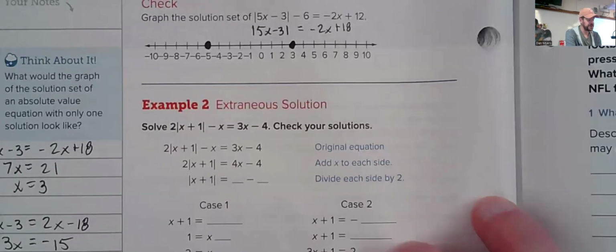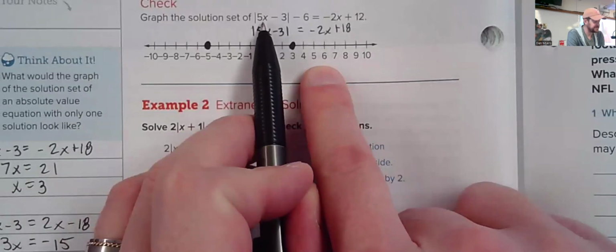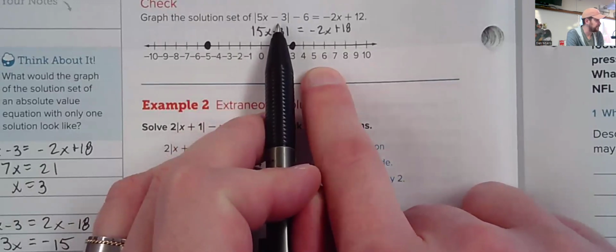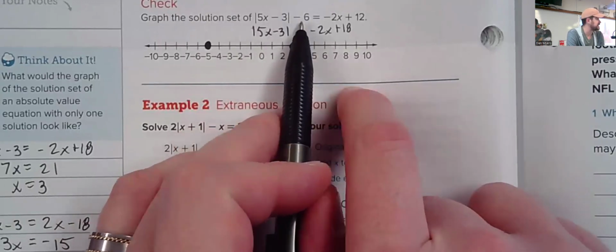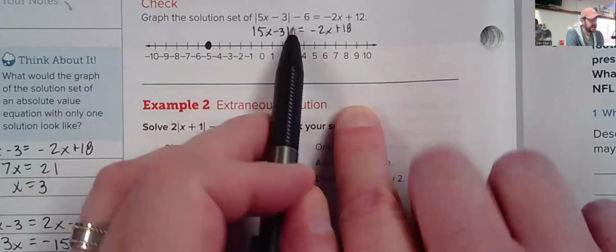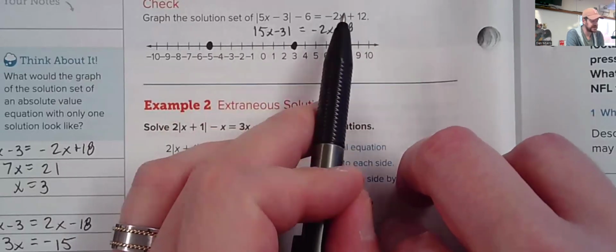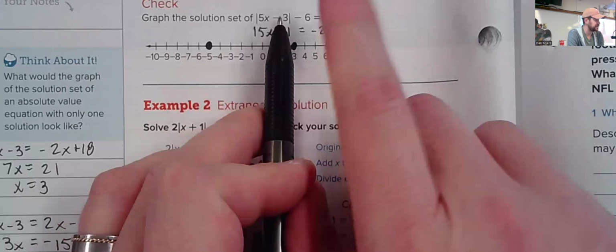So if we check with 3 here real quick, 5 times 3 is 15. 15 minus 3 is 12. The absolute value of 12 is 12. 12 minus 6 is 6. So the left side is 6. Negative 2 times 3 is negative 6. Negative 6 plus 12 is 6. So 6 over here, 6 over here.